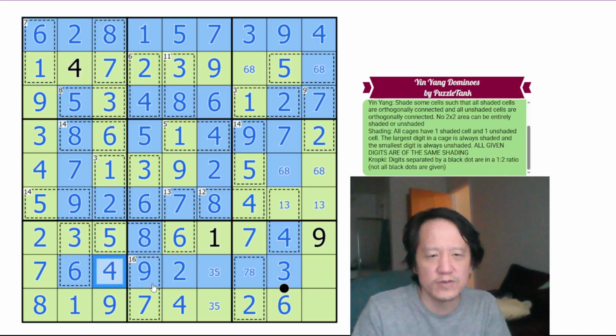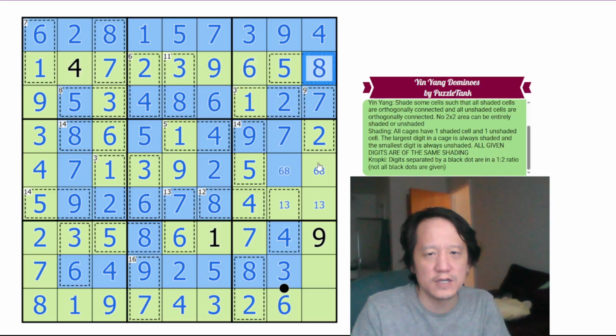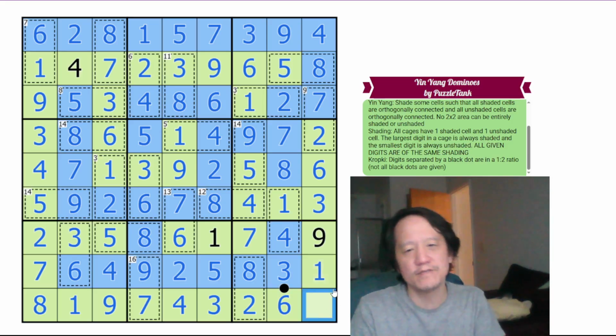5 eliminates 5 here, so it's 4. This 3 eliminates 3 here, so it's 5 and 3. 7 eliminates 7 here, so it's 8. This can't be 8 anymore, so it's 6 and 8, which makes this 6 and 8. This 3 eliminates 3 here, so it's 1 and 3. That leaves this as 1 and 5.